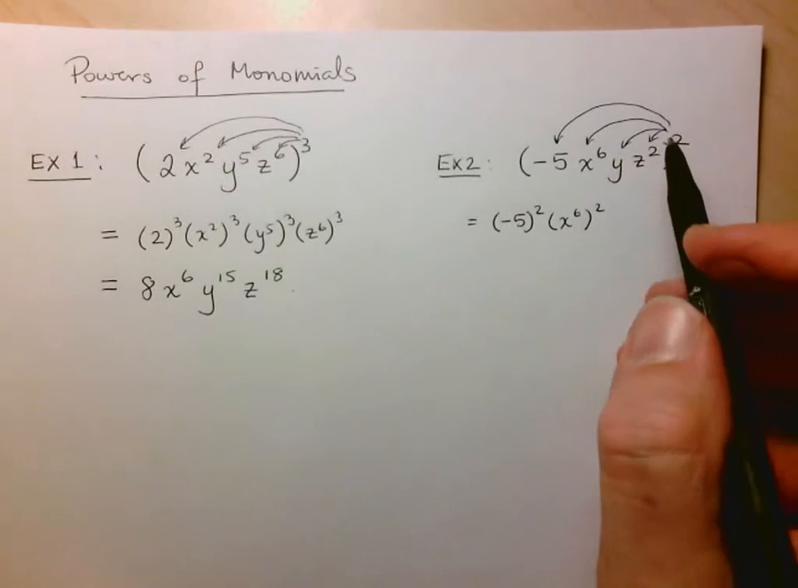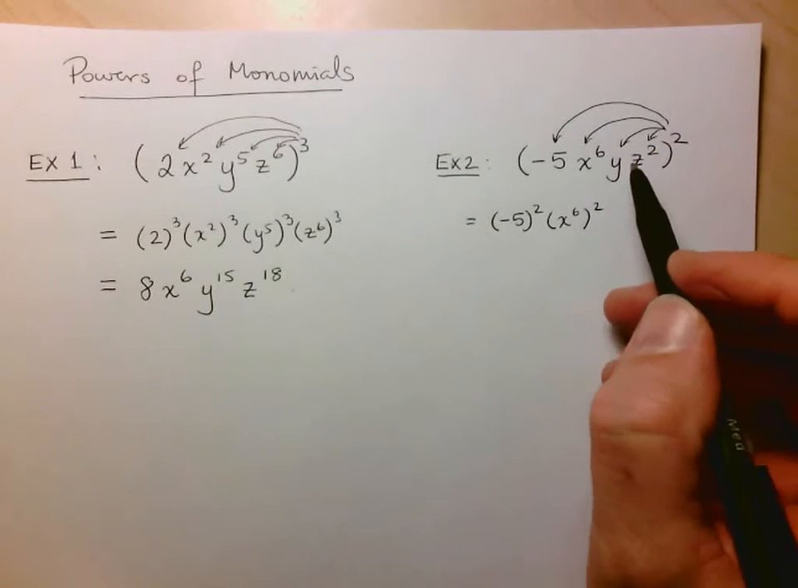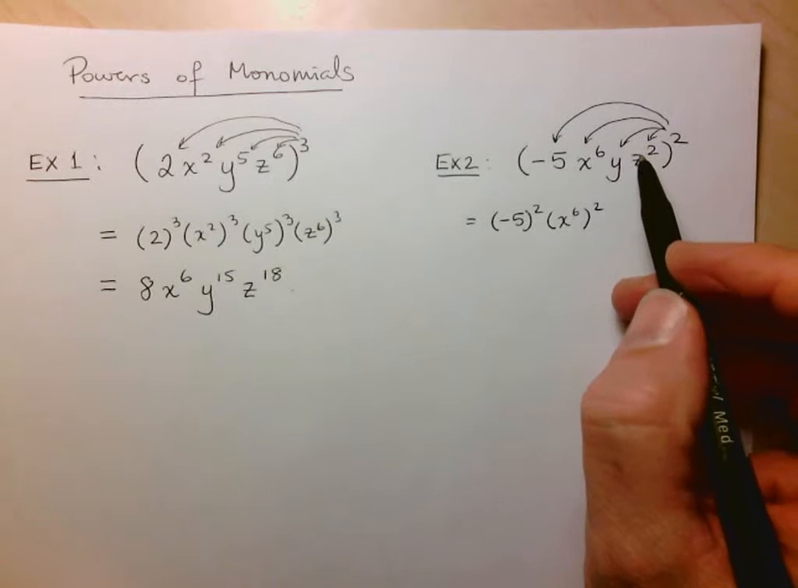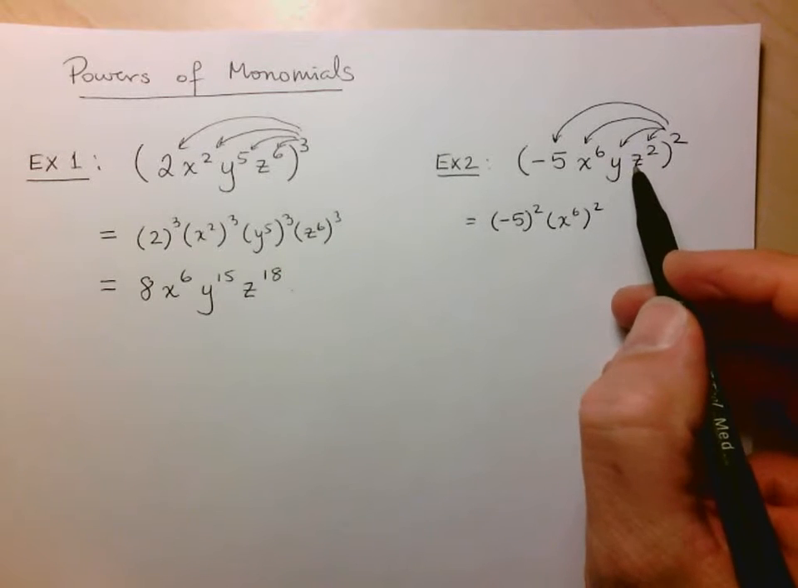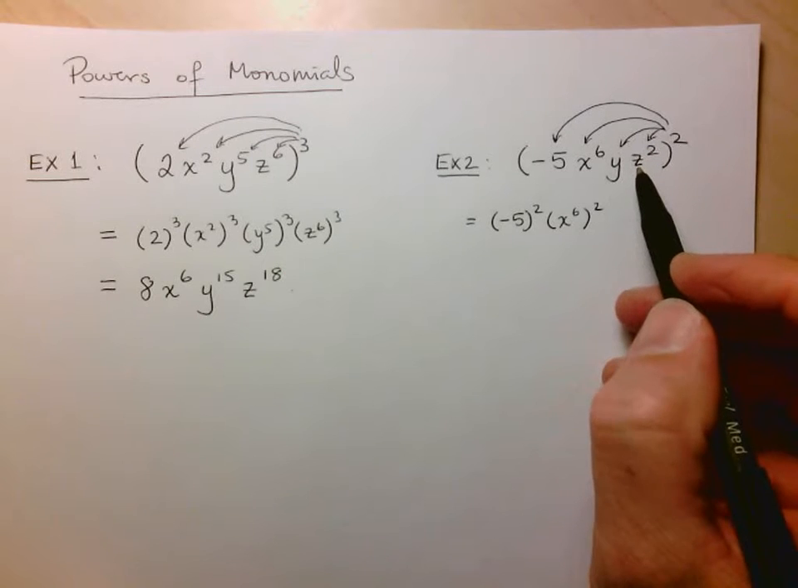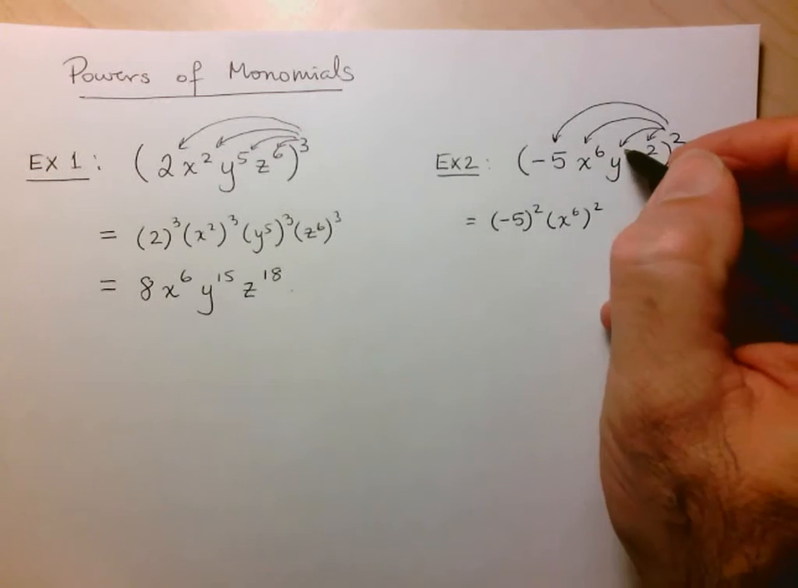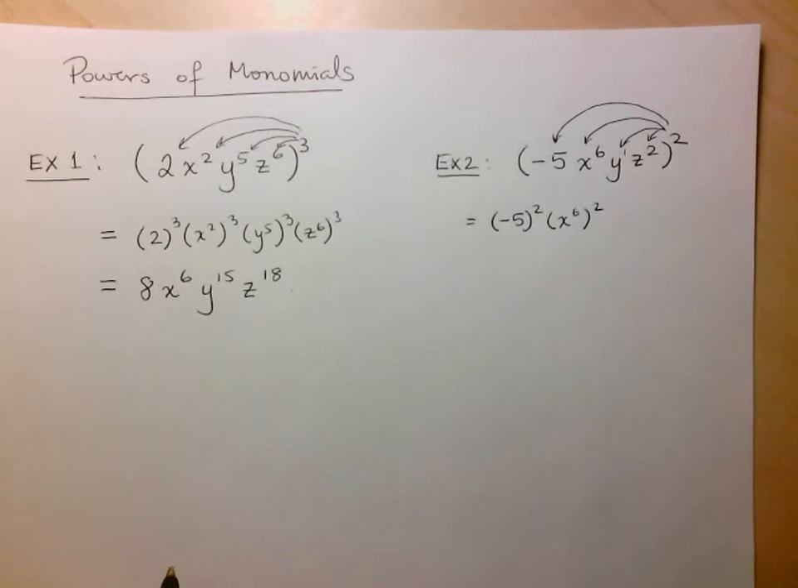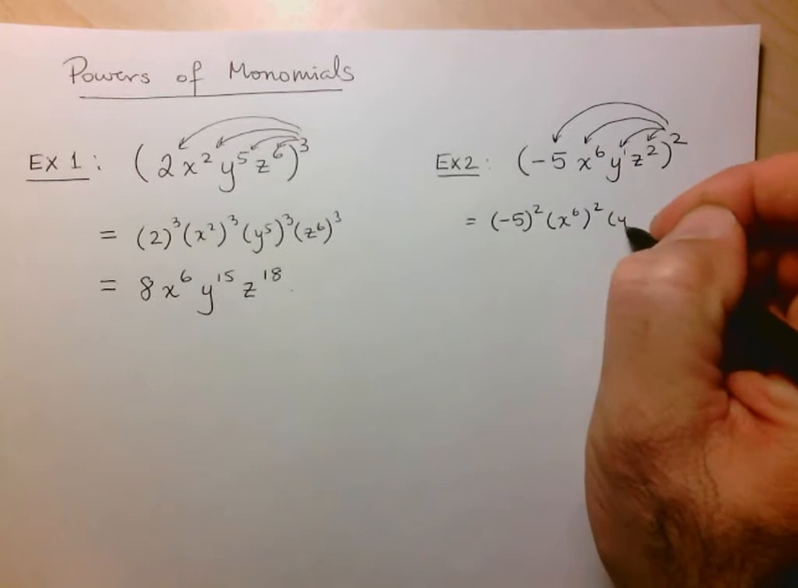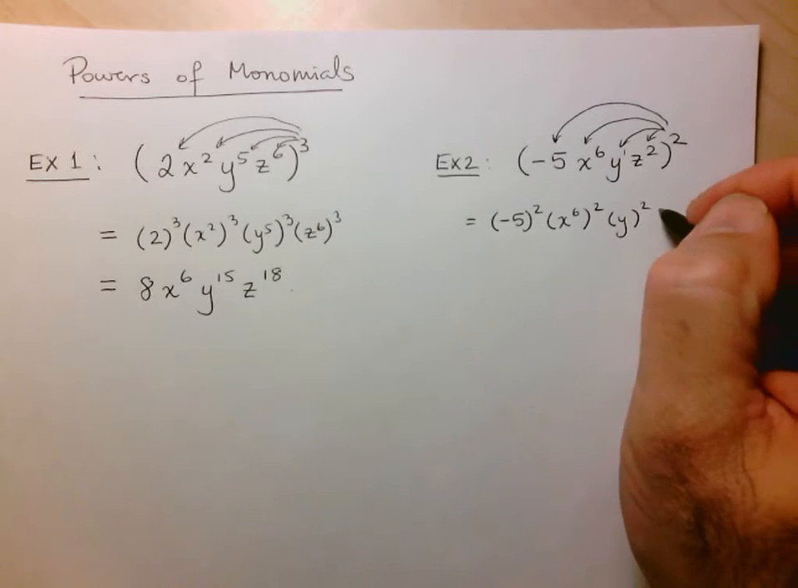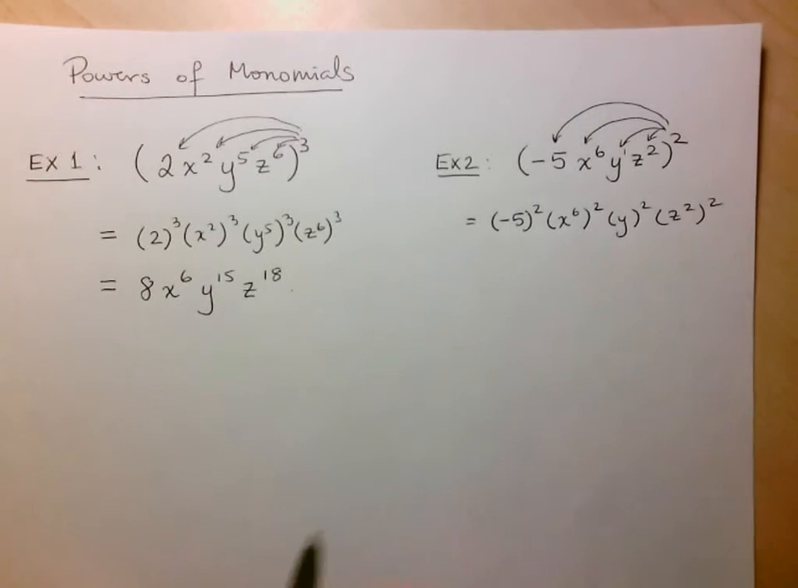Now I'm just going to stop here and make sure we realize that this exponent, because there's no brackets around this yz, only applies to the z. The exponent of y here, when we don't write an exponent, we just assume it's exponent 1. So this is going to be y squared and then z squared squared.